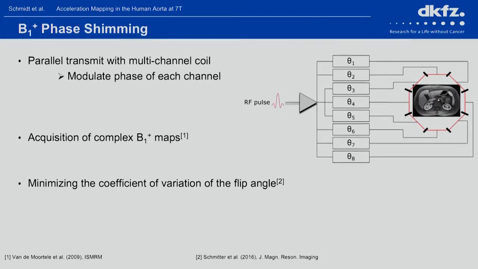modulated the phase only. To do so, we have to acquire the complex B1 maps of all these elements before our phase contrast measurements. Then we do an optimization where we minimize the coefficient of variation of the flip angle within a defined region of interest.